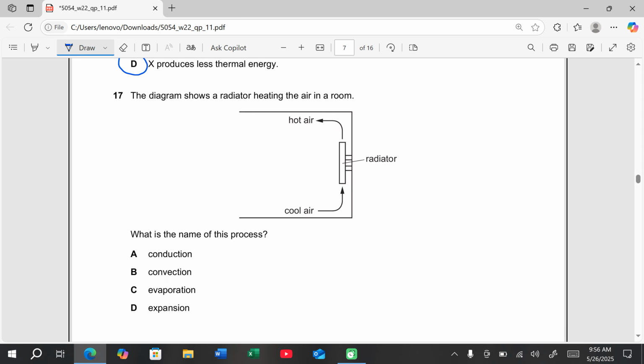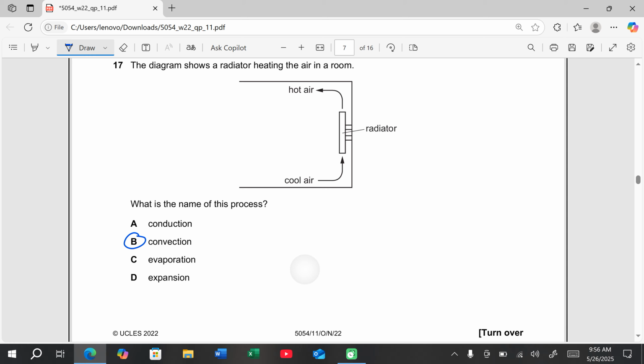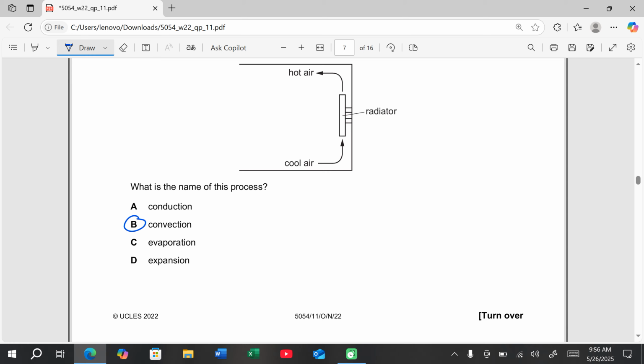The diagram shows a radiator heating the air in the room. Hot air rises, cool air replaces it. What is the process? This is convection. In convection, the hot air gets cooler and becomes more dense, so it goes down, while the air at the bottom becomes less dense and rises due to the density difference. So that is convection.